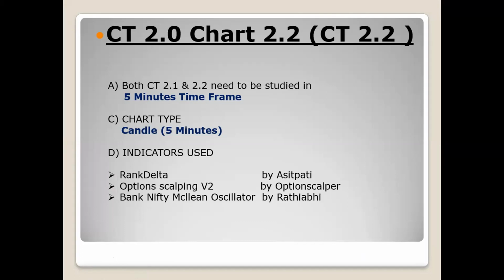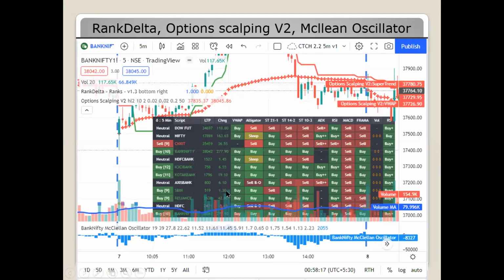Going to the CT 2.2, which is a sub part of chart 2.0. So CT 2.1 and 2.0 need to be in the 5 minute time frame, and we are using the 5-minute candle. What I'm going to cover here is the rank delta, option scalping V2, and the MACD McLean oscillator. So this is how the options, rank delta, option scalping, and Nifty, Bank Nifty McLean oscillator we put together.